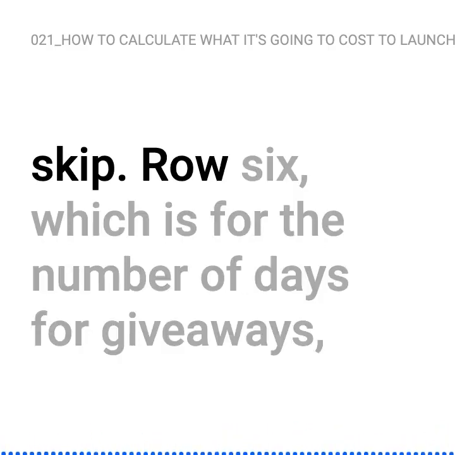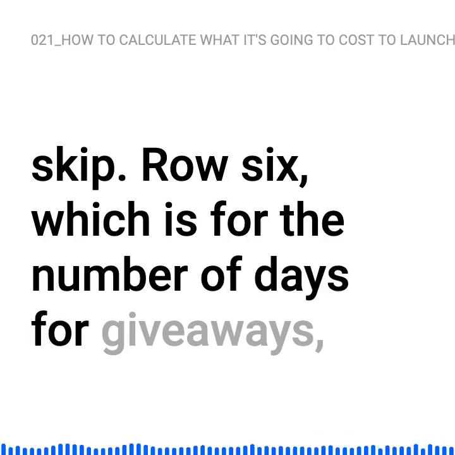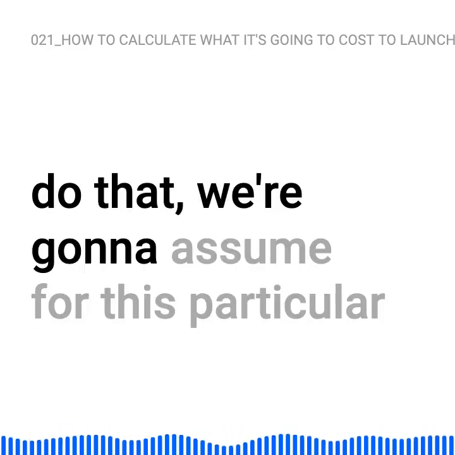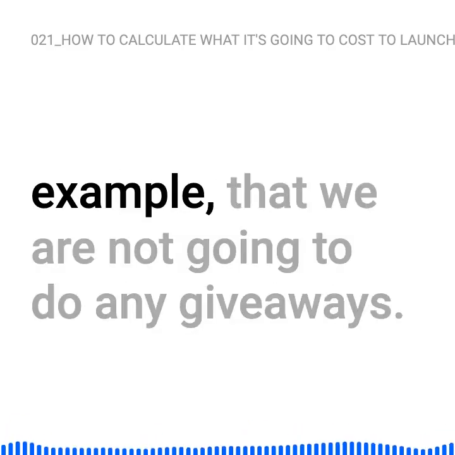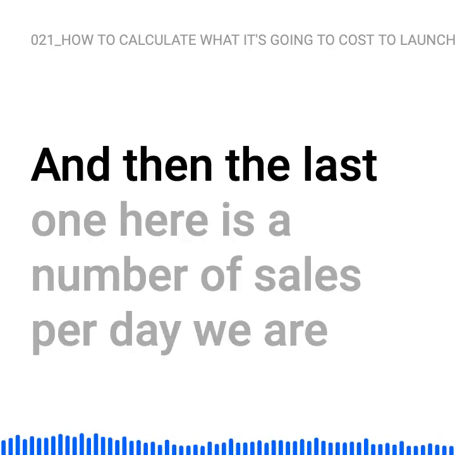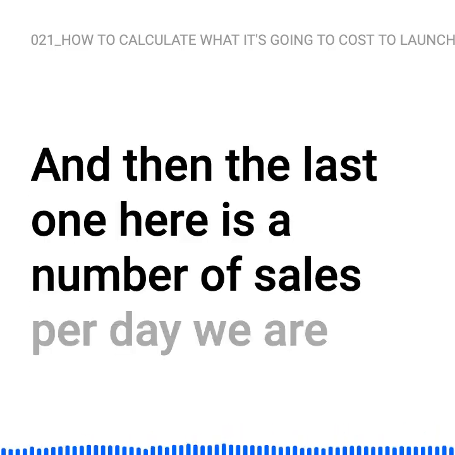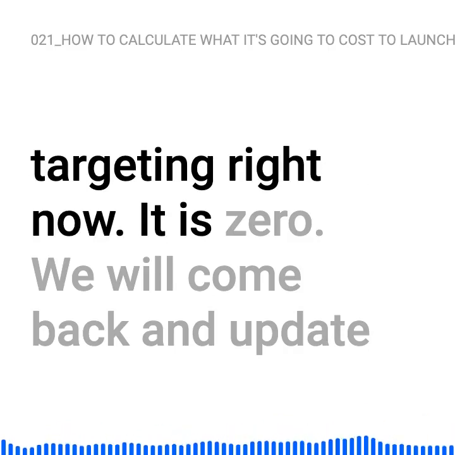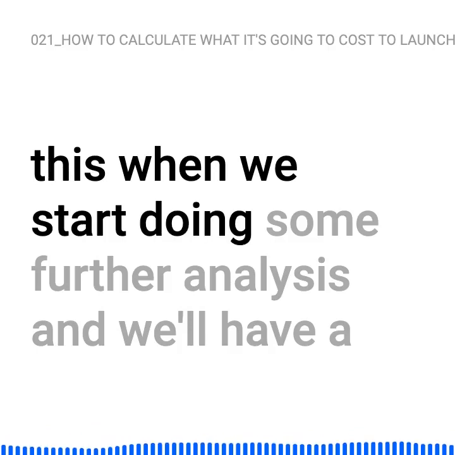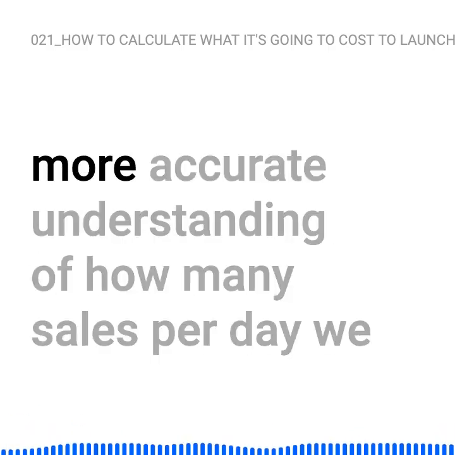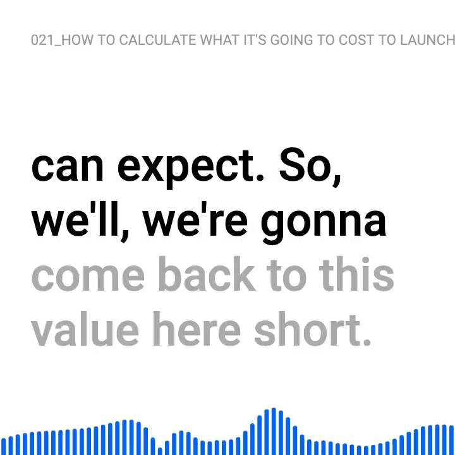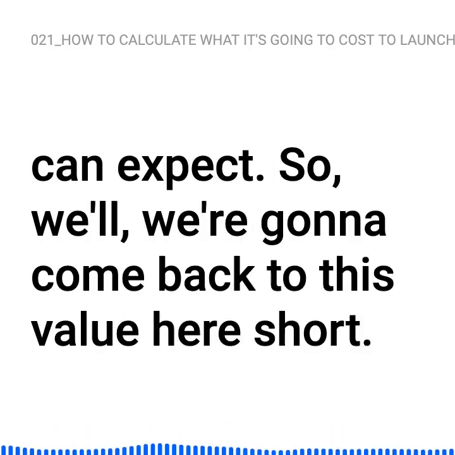We're going to skip row 6, which is for the number of days for giveaways. So we have to update that if you're going to do that. We're going to assume for this particular example that we are not going to do any giveaways. And then the last one here is the number of sales per day we are targeting. Right now it is 0. We will come back and update this when we start doing some further analysis, and we'll have a more accurate understanding of how many sales per day we can expect. So we're going to come back to this value shortly.